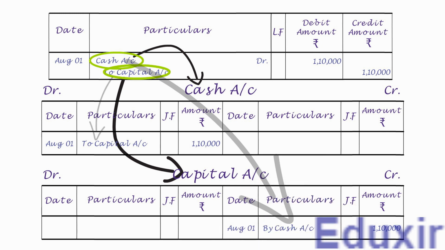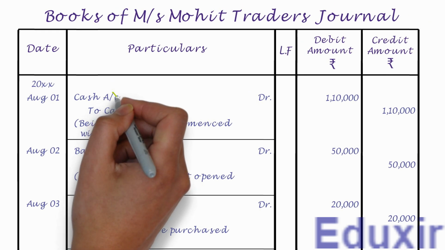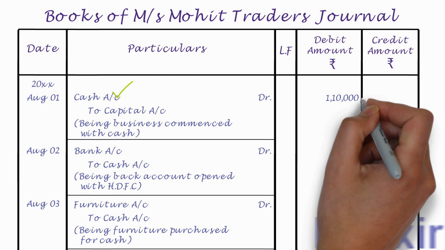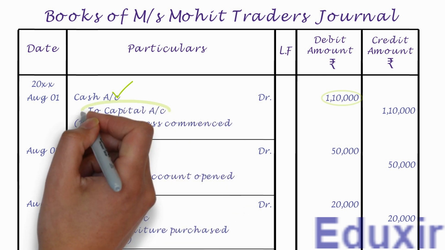We are now familiar with how to post the journal entries into the ledger accounts. Once you know how to post the journal entries into the ledger accounts, the rest is just a routine process. Let us now proceed with the posting of all our journal entries into the corresponding ledger accounts one by one. Let us start with the first journal entry. As the name suggests, it needs to be posted on the debit side of cash account, and the debit amount is 1,10,000 rupees. Note that the details that need to be posted into the particulars column is capital account.